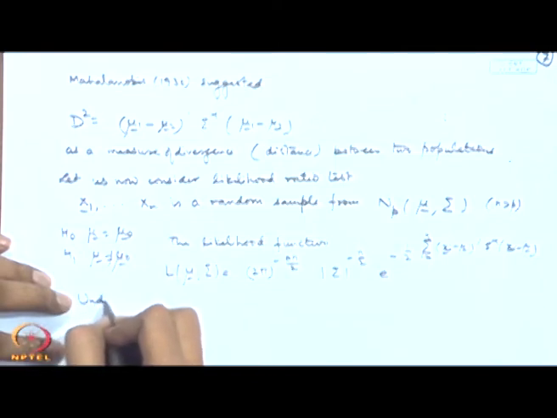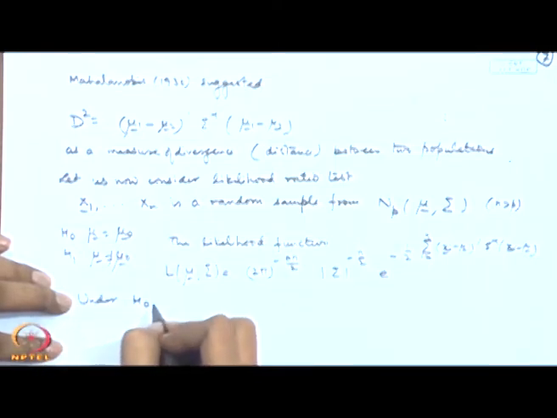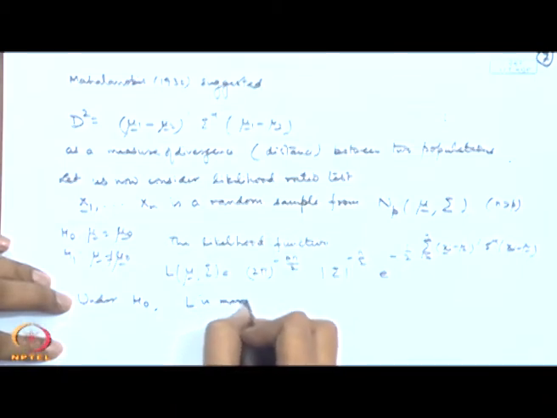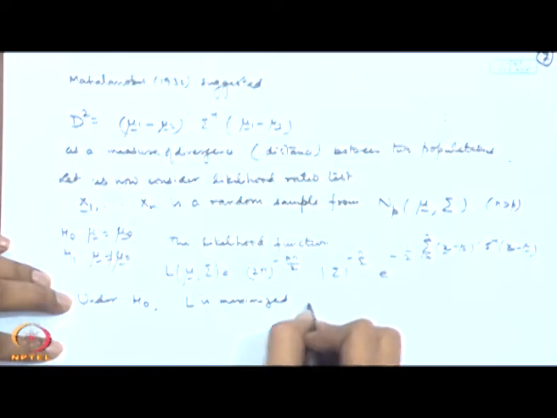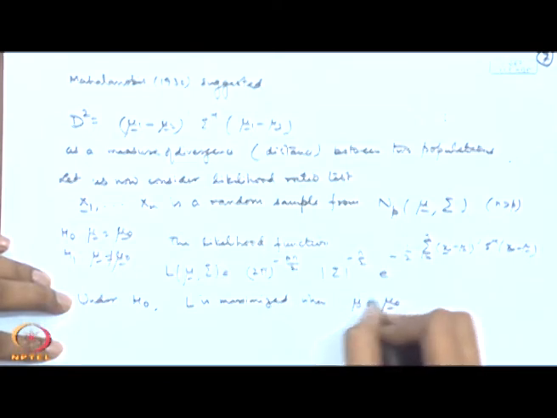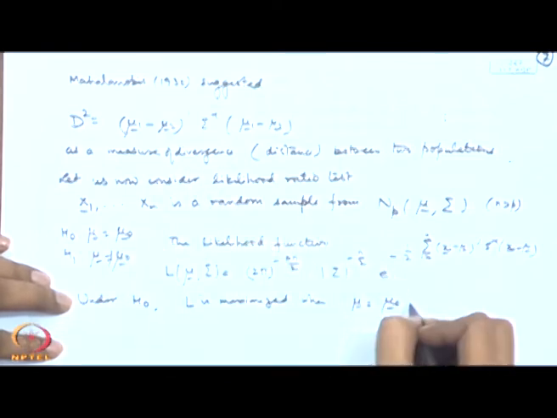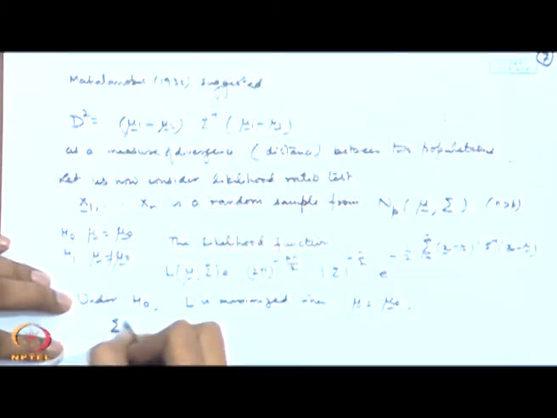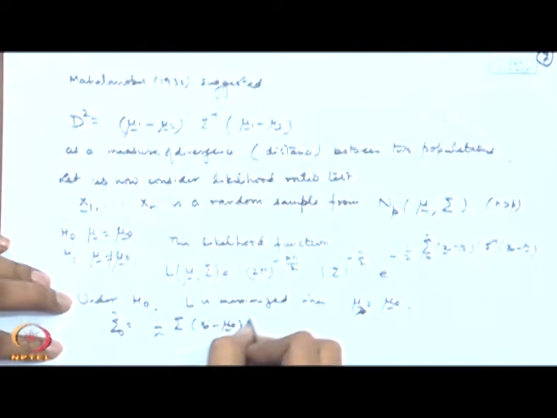Now, under H naught, this L is maximized when mu is equal to mu naught, because under H naught mu is equal to mu naught and Sigma will be considered as follows. Let us put mu naught here, and Sigma naught hat will be equal to 1 by n sum of (x_i minus mu naught)(x_i minus mu naught) prime.